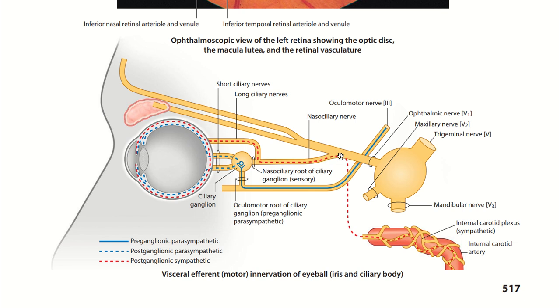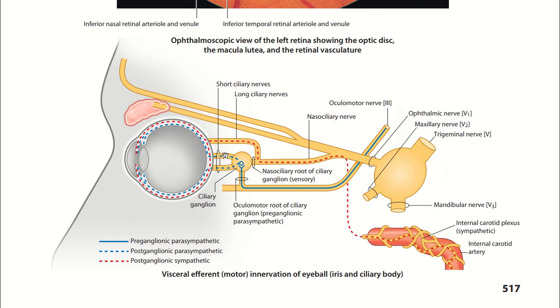So the nasociliary nerve, which is a branch of the ophthalmic nerve, is going to divide and give long ciliary nerves and short ciliary nerves. So the parasympathetic postganglionic fibers that were once in the oculomotor nerve synapse in the ciliary ganglion, and they leave the ciliary ganglion as the postganglionic parasympathetic nerves within the short ciliary nerves of the nasociliary nerve of the ophthalmic nerve. I hope you got that one. Right. So the short ciliary nerve has the postganglionic parasympathetic fibers of the ciliary ganglion.